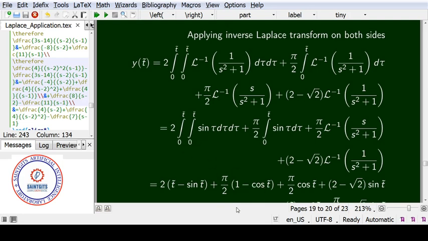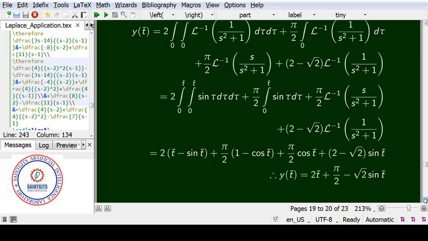Here we have to integrate this term again with respect to tau. So integral of 1 is t tilde, and integral of cos is sin t tilde. That's all. We integrate this once again. The limiting operation will follow.